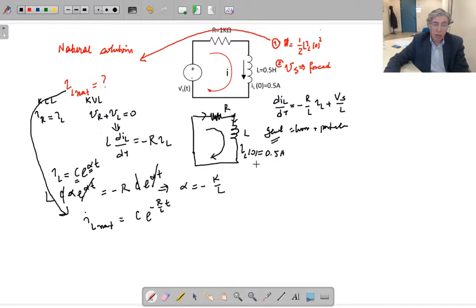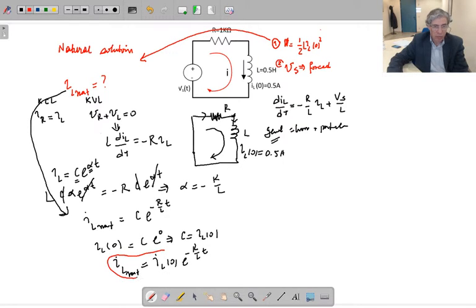How am I going to use it? If you replace t with 0, then the left hand side is IL(0), equal to C times e to the power, when t equals 0, that becomes 1, so from here C equals IL(0). If I put this in here, my final natural solution is IL(0) e to the power minus R over L t. This is what I am looking for. So let me do it in red. So that was the function that I found.